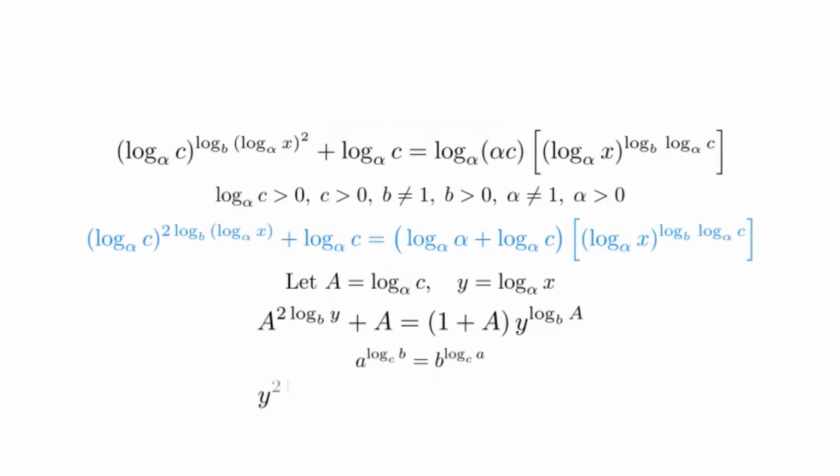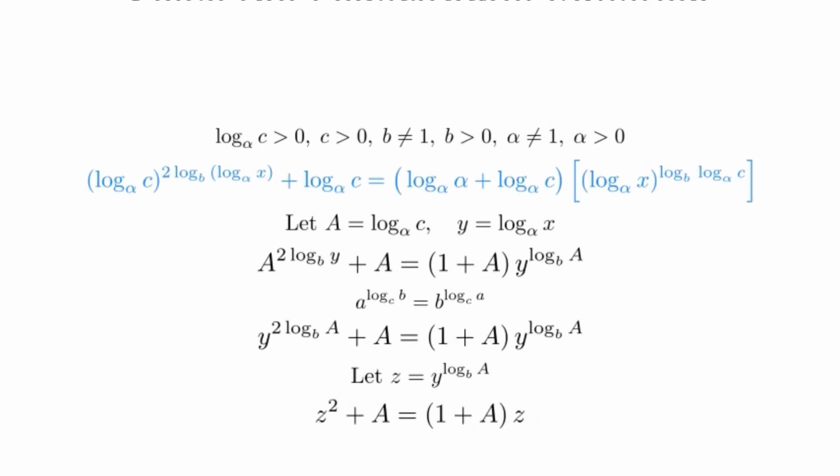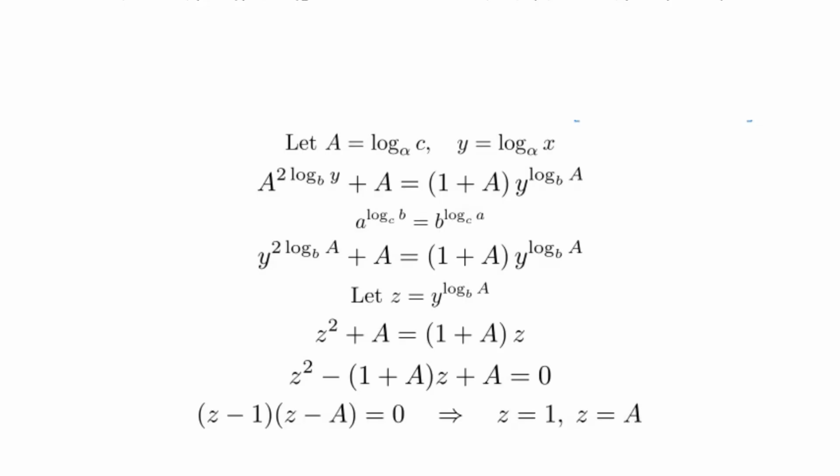Step 3. Use the identity a to the log base c of b equals b to the log base c of a to rewrite the first power. Then set z equal y to the power log base b of a. Step 4. Move all terms to one side to form a standard quadratic and factor it. Case 1. Let z equal 1.